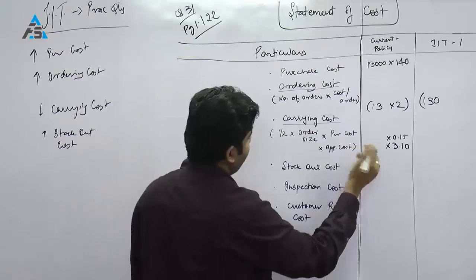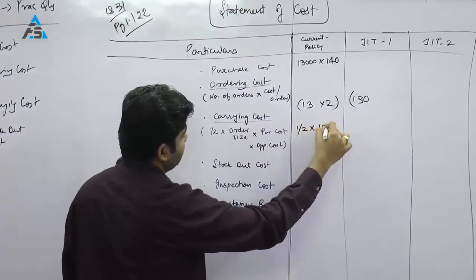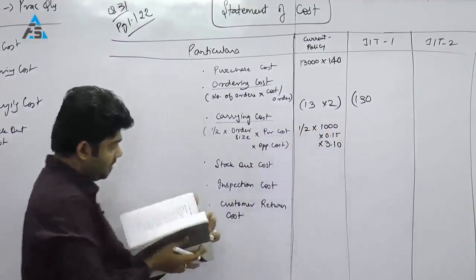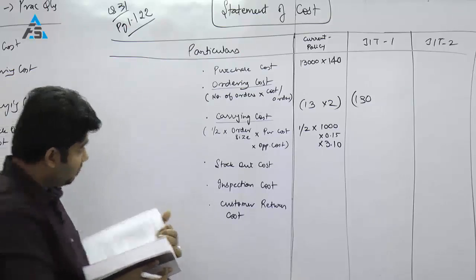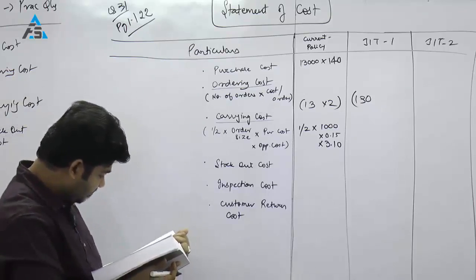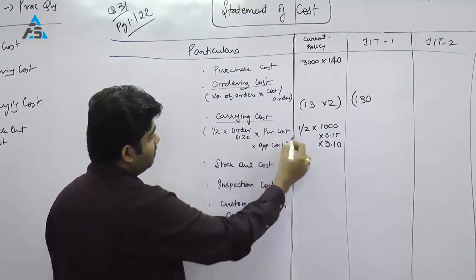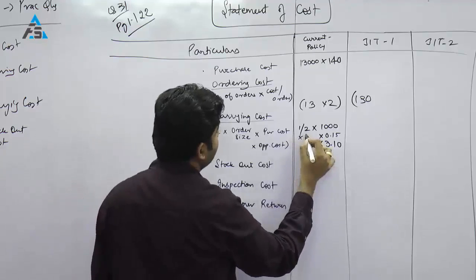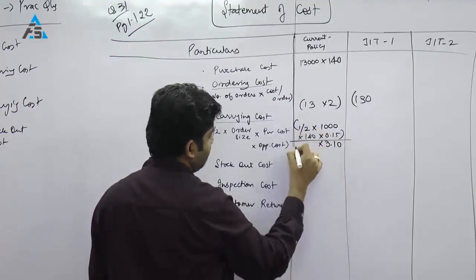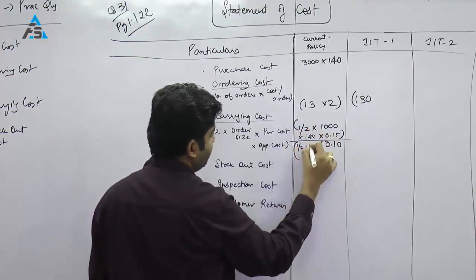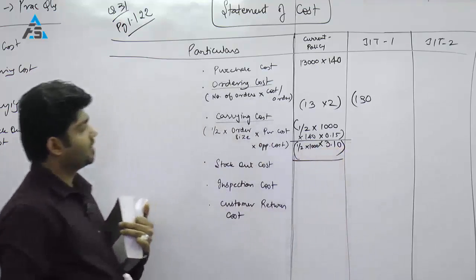So here I will have to carry them. So half into, what is the order size? Order size is 1000, 100 packages. Sorry, 1000 packages 13 times a year. So order size is 1000 into purchase cost is 140. So this becomes one carrying cost and the other is half into 1000 into 3.10. So this is my other carrying cost.